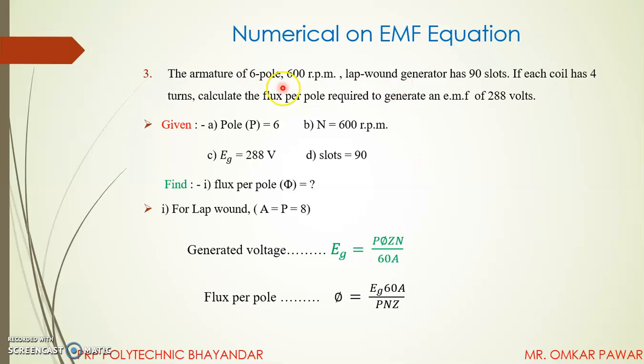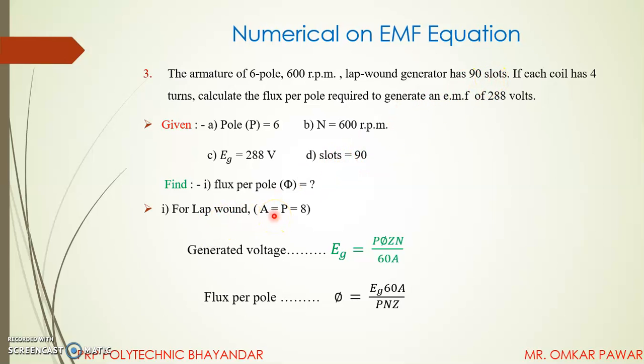Next is the armature of a 6-pole 600 rpm lap wound generator has 90 slots. If each coil has 4 turns, calculate the flux per pole required to generate an EMF of 288 volt. We have to find the flux per pole, that is, we have to find phi. So already given is P is equal to 6, N is equal to 600 rpm, Eg is equal to 288 volt, and slots is given.